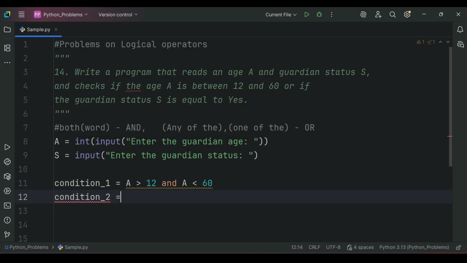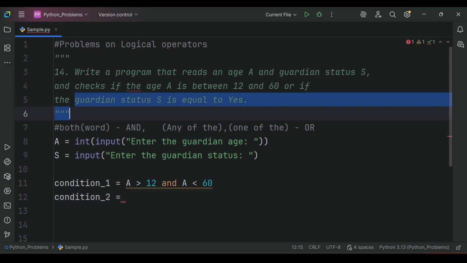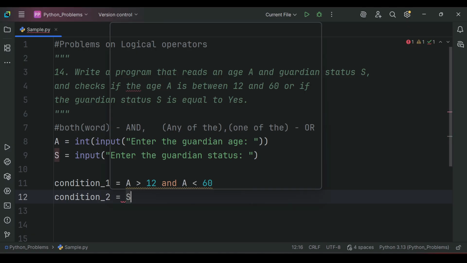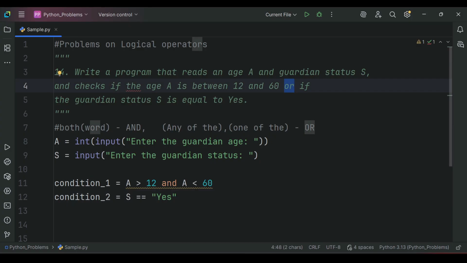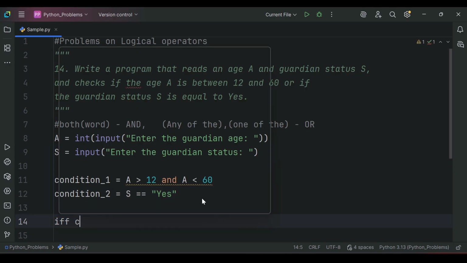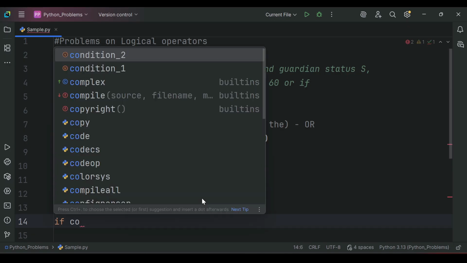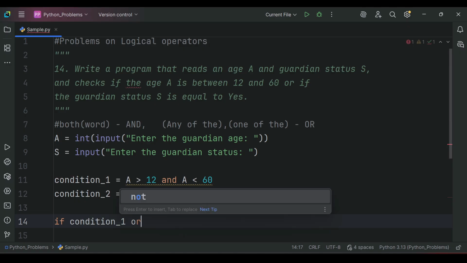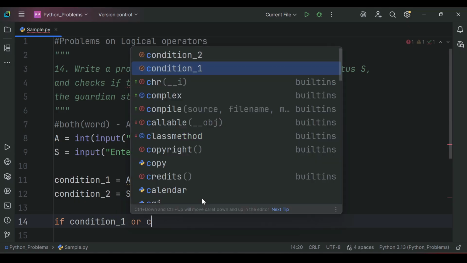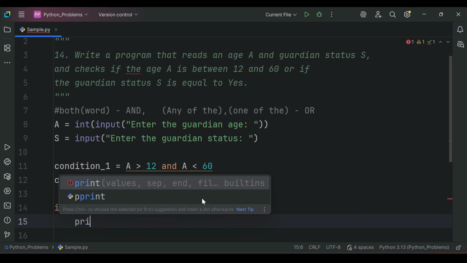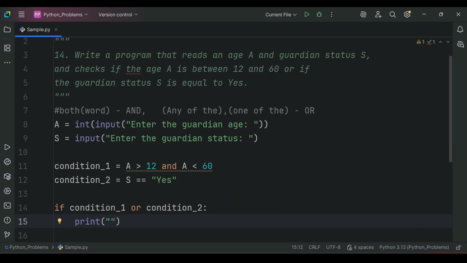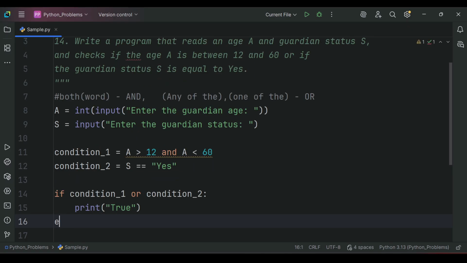And condition 2 is the guardian status is equal to yes. What he is asking: any one of the conditions is satisfied. Then if condition 1 or condition 2, then print true, otherwise print false.